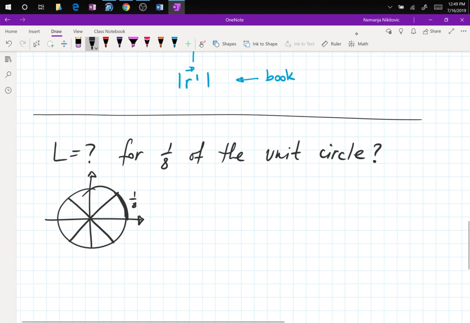And they're asking what is the length. Now clearly you can compute this without calculus. What's the circumference of a circle? Very good. And since radius is 1, it's just going to be 2 pi. And because you want 1/8 of it, the length we are looking is 2 pi over 8. So pi over 4. So the answer we are looking for is pi over 4.